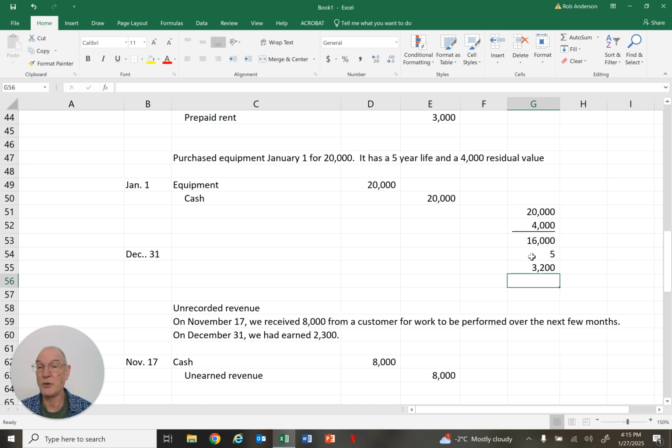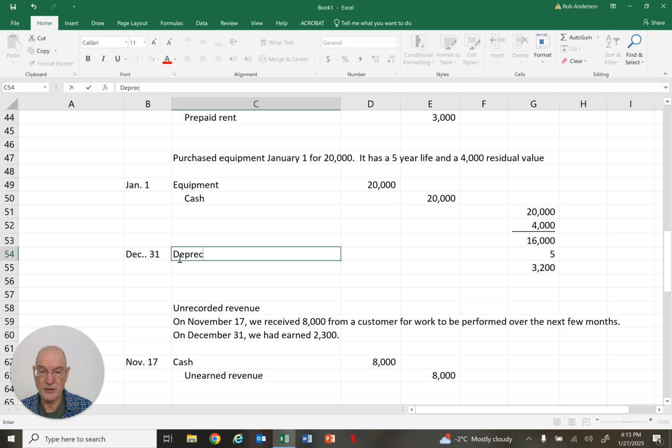And that's 3,200 for a full year. So we're going to record a full year of depreciation. I'll spell it right this time. There's depreciation expense.